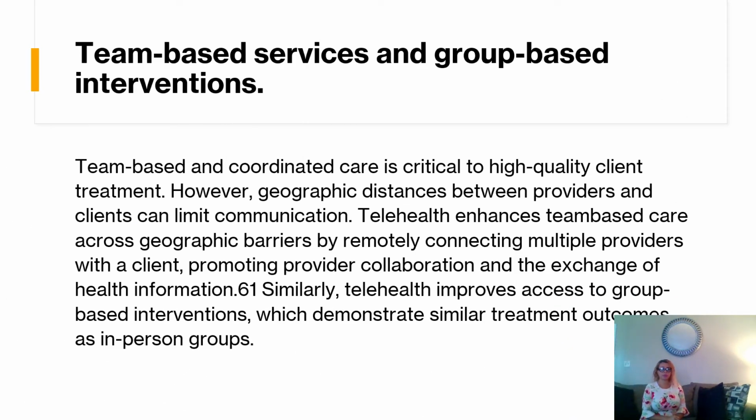Team-based services and group-based interventions. Team-based and coordinated care is critical in high-quality client treatment. However, geographic distances between providers and clients can limit communication. Telehealth enhances team-based care across geographic barriers by remotely connecting multiple providers with the client, promoting provider collaboration and the exchange of health information. Similarly, telehealth improves access to group-based interventions, which demonstrate similar treatment outcomes as in-person groups.